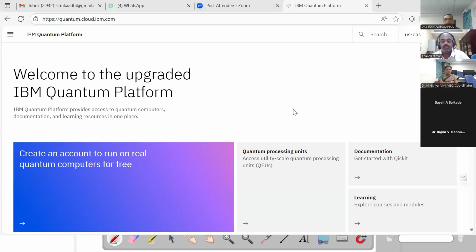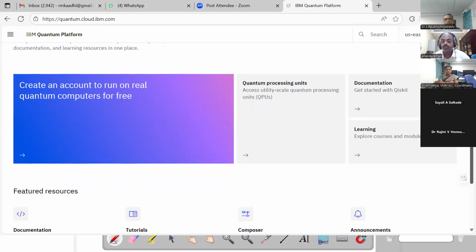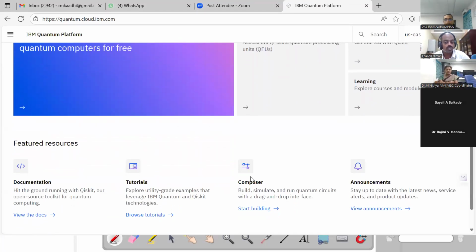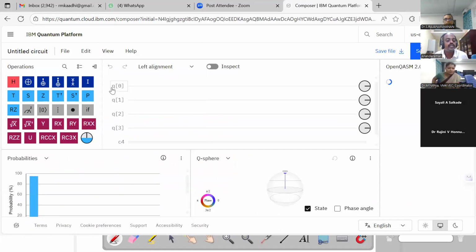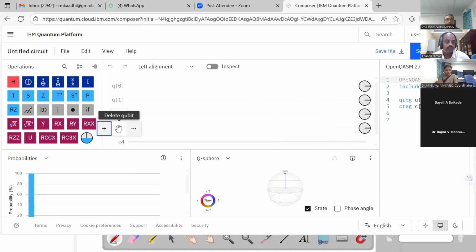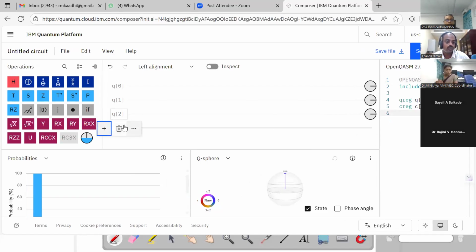So here you have, okay, here you can do, composer is there. So you can just create the quantum circuit. And here, for example, this is now 4 qubits and 4 classical bits. We need classical bits because quantum cannot store anything. After measurement, it gets collapsed, so you have to store it. For example, I'm just creating one circuit. Just I am removing this. I need only 2 qubits.